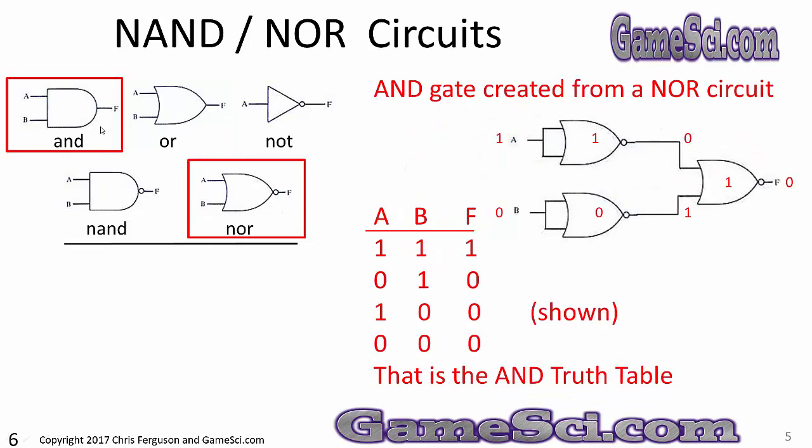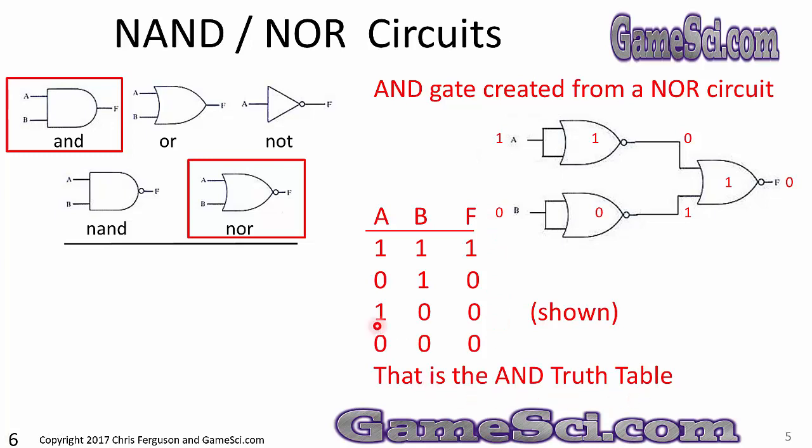Finally, in order to build a digital circuit, we need AND gates. Let's build an AND gate out of nothing but NOR gates. The AND gate created from a NOR circuit looks like this. It takes 3 NOR gates to build an AND gate. Here is the truth table for the AND gate. For these inputs, those are the outputs that an AND gate should produce. This is the AND truth table.